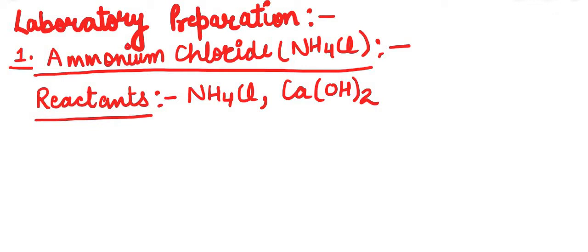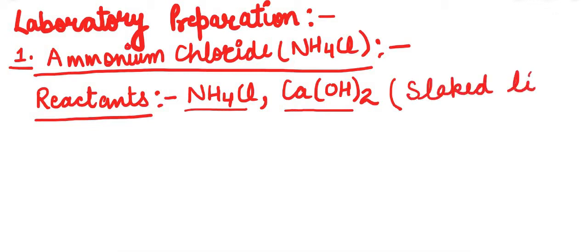The very first thing is about the reactants. The first reactant is ammonium chloride. The second reactant is calcium hydroxide, which is also named slaked lime. That is the common name for calcium hydroxide.